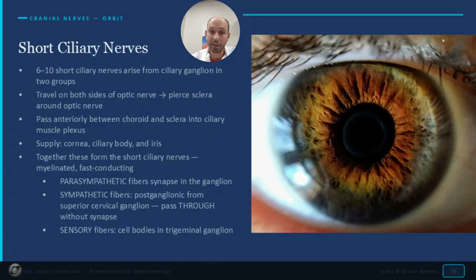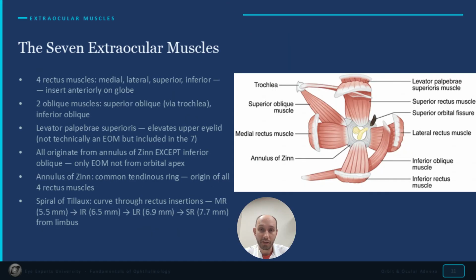The sympathetics have already synapsed in the superior cervical ganglion, so they're just passing through. And the sensory fibers are also just passing through because their cell bodies are in the trigeminal ganglion. Now we're going to talk about the extraocular muscles.